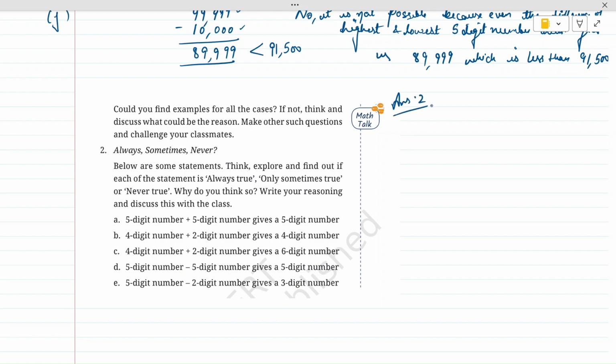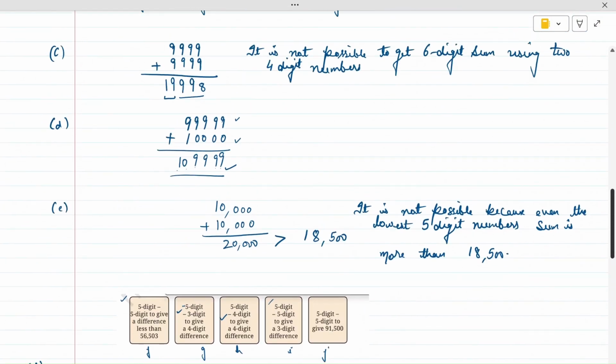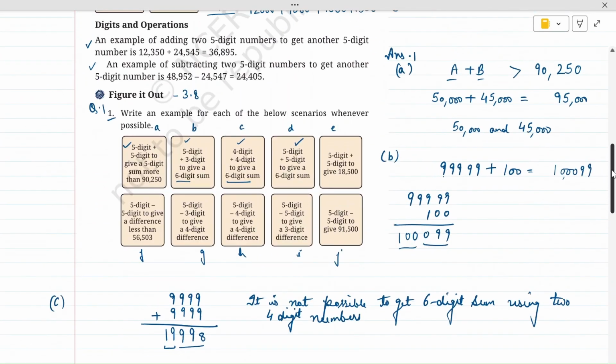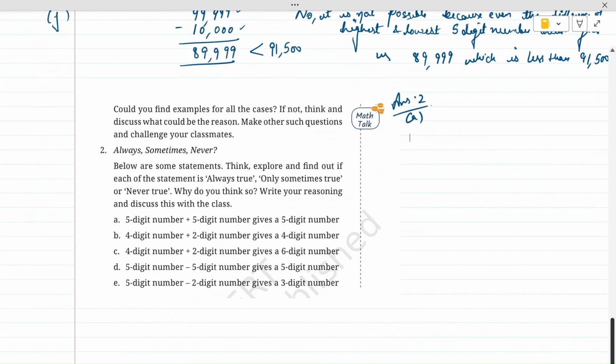Answer number 2, part A. A 5-digit number when added to a 5-digit number gives us a 5-digit number. We have done this question, where we added two 5-digit numbers and got a 5-digit number, the very first question. So that means it is possible. So never true is discarded. Now we have two options. Is it always true or is it sometimes true?